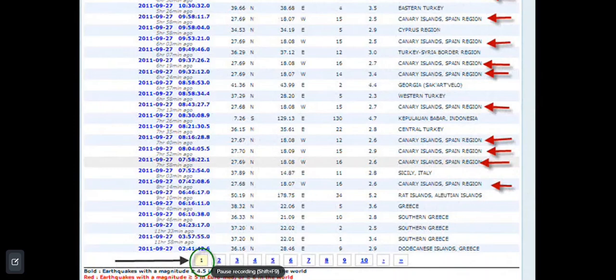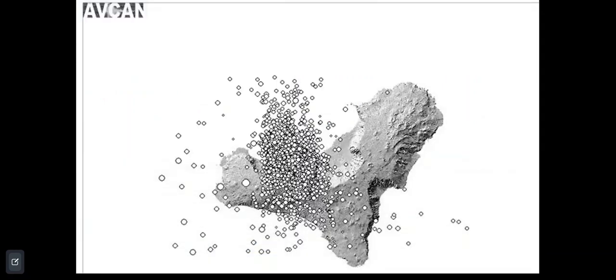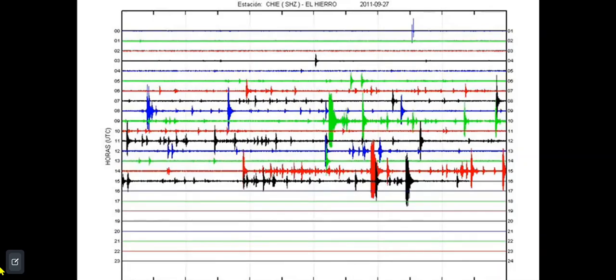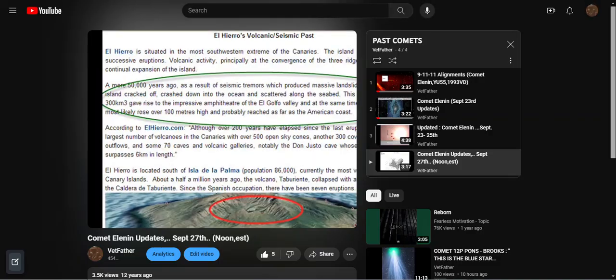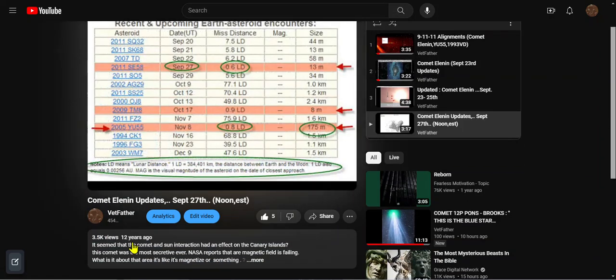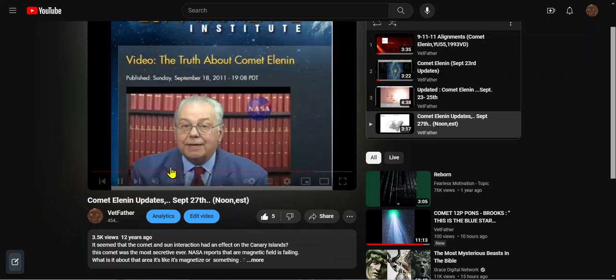Yeah, I remember that. When Elenin came close, another volcano just went right there. It just went right here. That's how it affected La Palma when it was close by, on this video right here. I have it all. This one right here was 13 years ago. I've been doing this for a while, people. And I look at it from a 360 point of view.